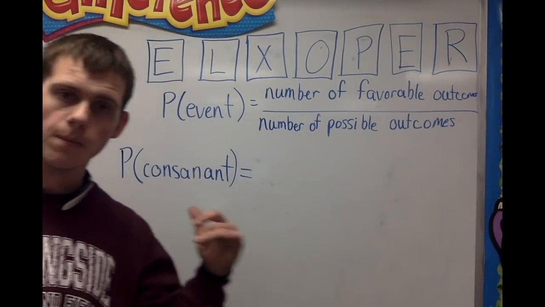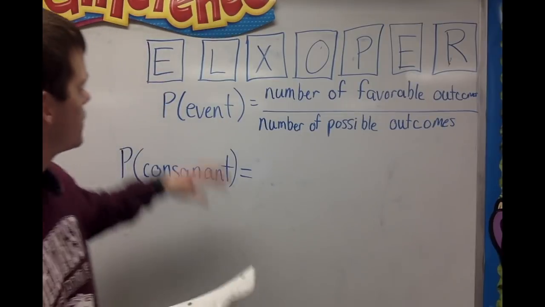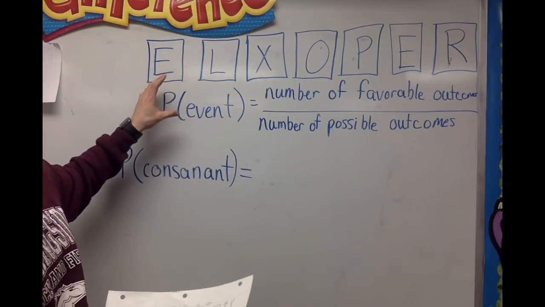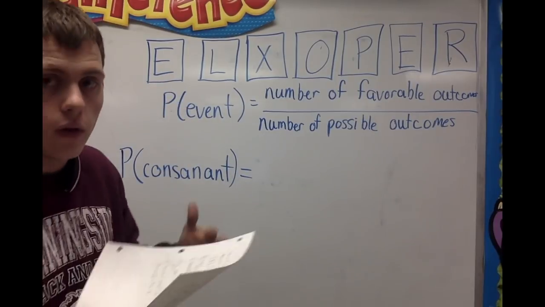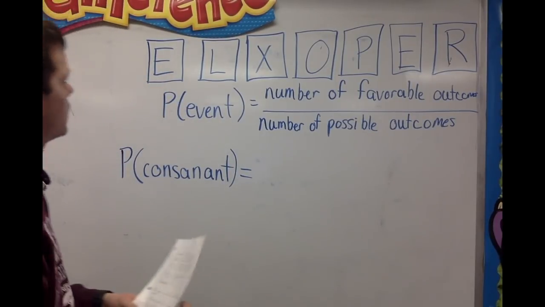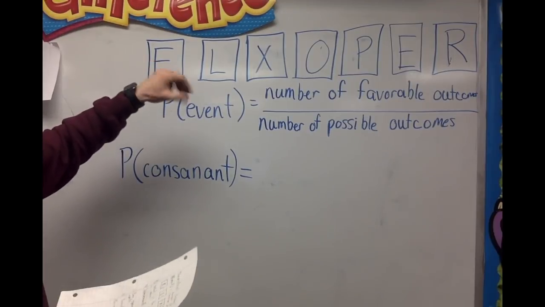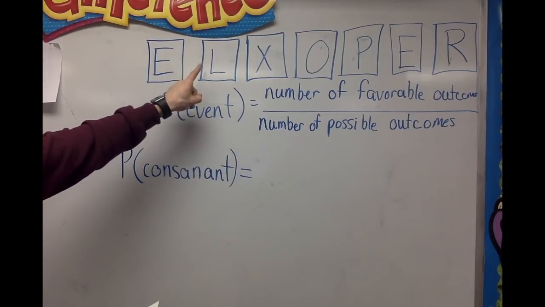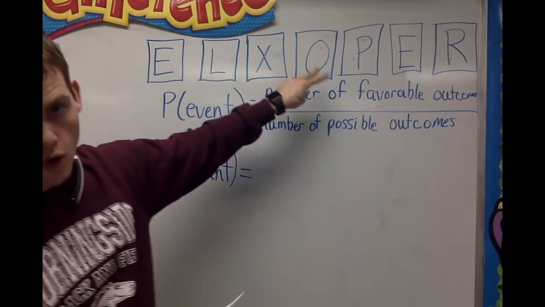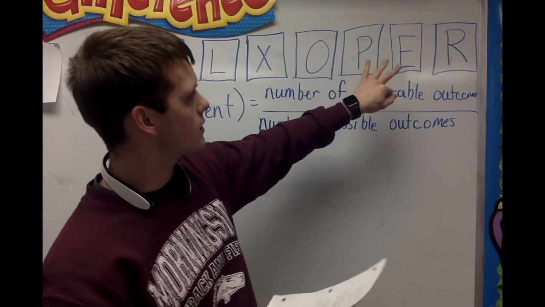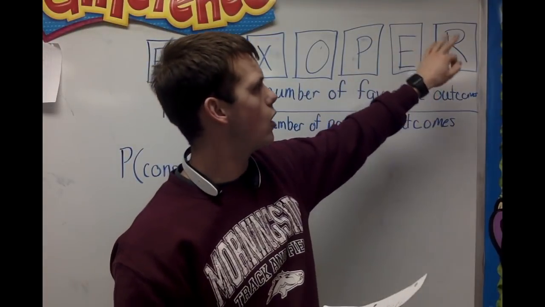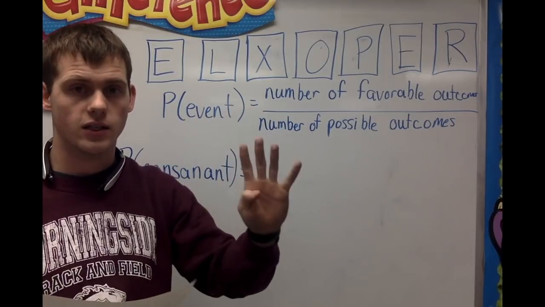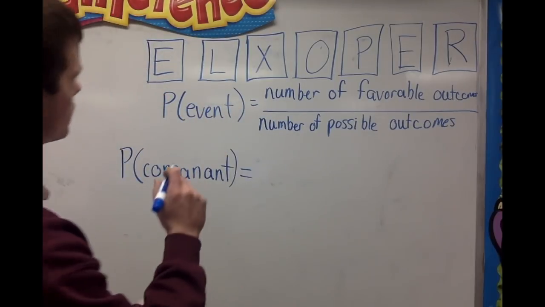So same problem, we're going to do the opposite. Instead of finding vowels, we're going to find consonants. So consonants are simply what aren't vowels. So let's see which ones are vowels. E, no. L, yes. X, yes. O, no. P, yes. E, no. R, yes. So we have 4 different consonants in our tiles.